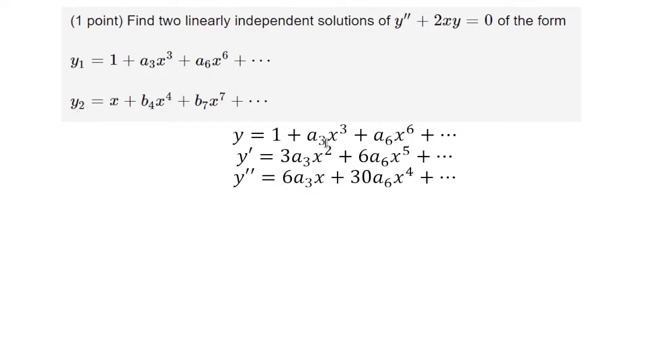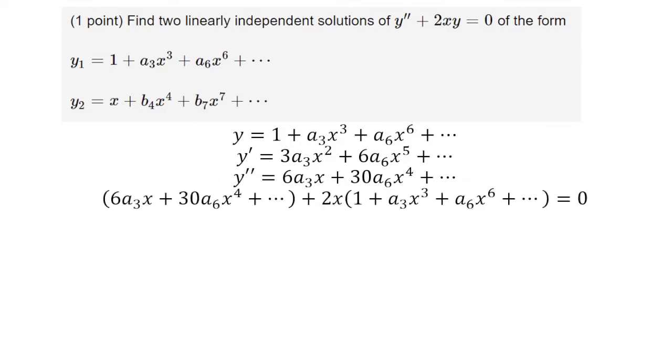This y double prime can be replaced by 6a3x plus 30a6x to the fourth, whereas this y can be replaced by 1 plus a3x cubed plus a6x to the sixth. And therefore, what we get is this equation here, where this really is y double prime, this is really y. And you can expand this by multiplying the 2x to each of these terms.